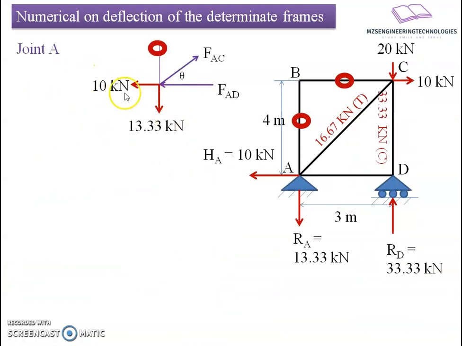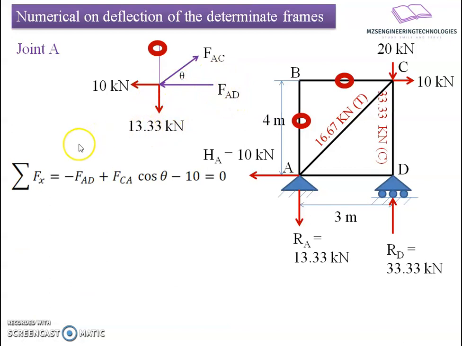Towards joint A, from the free body diagram, there are four forces here: the 10 kilonewton horizontal reactive force, and RA, 13.33 kilonewton. FAC, which we have just found, is tensile in nature, and for the balance I am going to consider FAD to be compressive in nature.